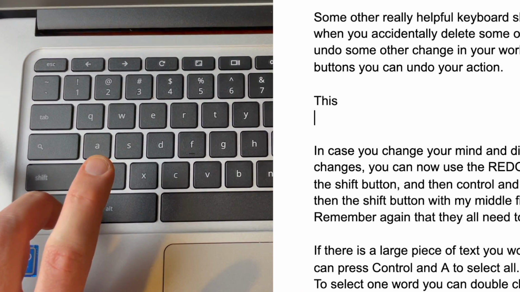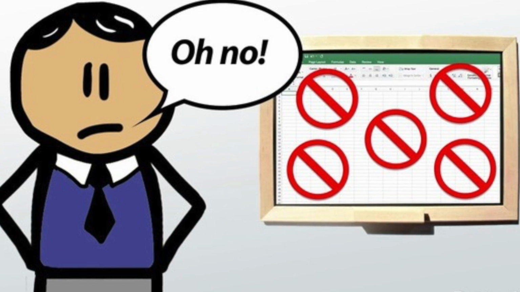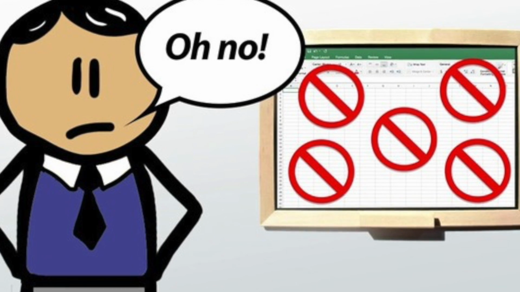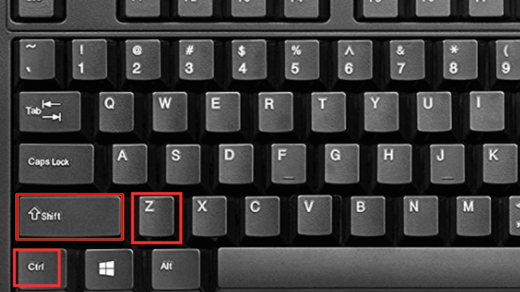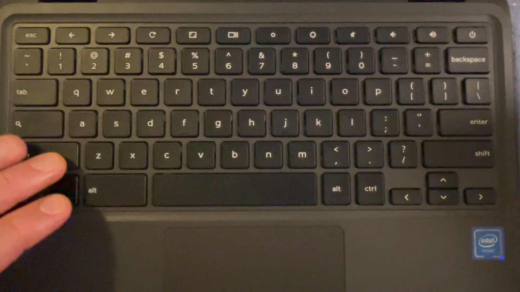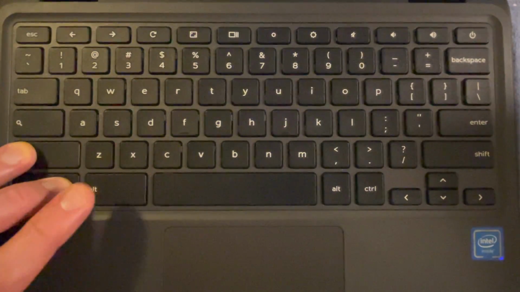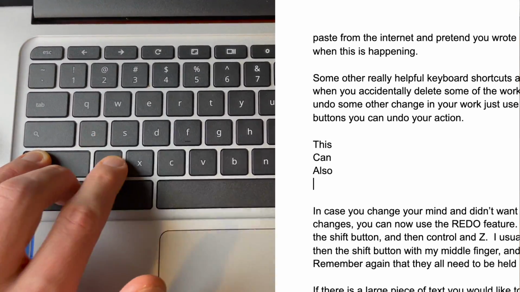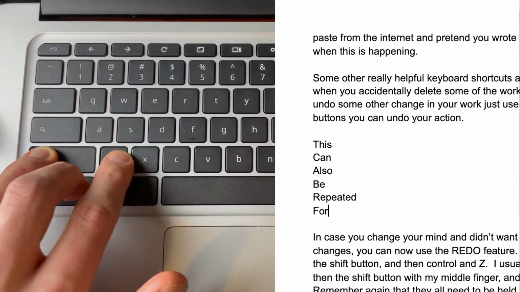In case you change your mind and didn't want to undo, or maybe you went too far back in your changes, now you can use the redo shortcut. This shortcut is actually 3 buttons. First, hold down the Shift button, then Control and Z. Remember again that they all need to be held down at the same time to enact the shortcut.